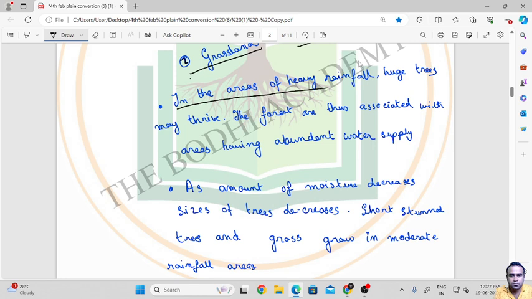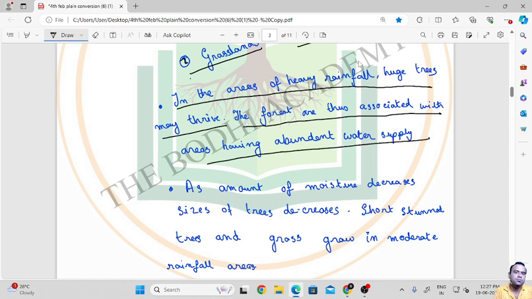In the areas of heavy rainfall, huge trees may thrive. The forests are thus associated with areas having abundant water supply. For example, if you think about the Amazon forest, it has a moist climate and it is raining most of the time. So the trees are so big and so thick that during the daytime also light cannot pass through. So this is the main thing: the growth of every tree is associated with rainfall.